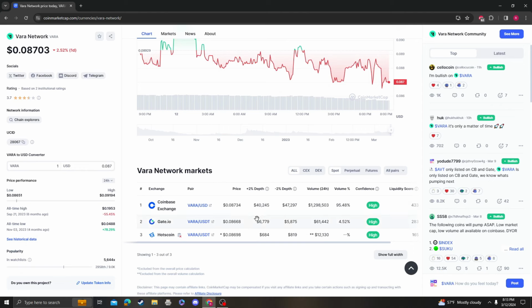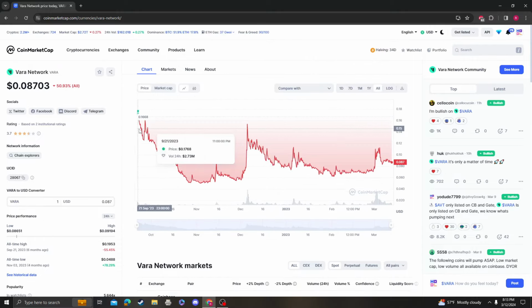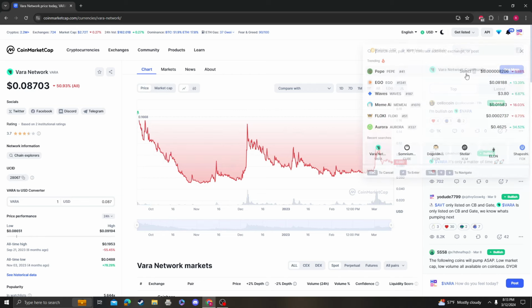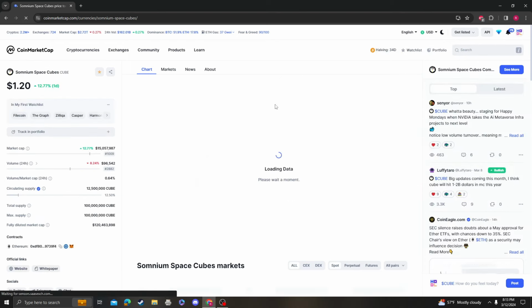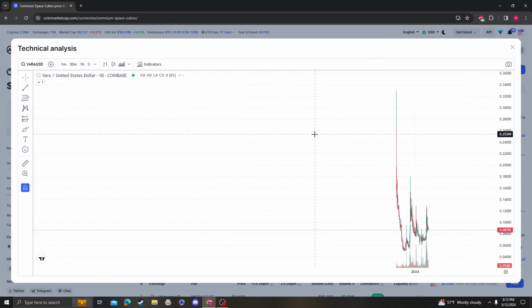It looks like it's just on Coinbase and Gate.io, so there is room for growth. When did this coin come out? This coin came out September of 2023, so it's relatively new. Let us look into it. Vara. Okay, sure.